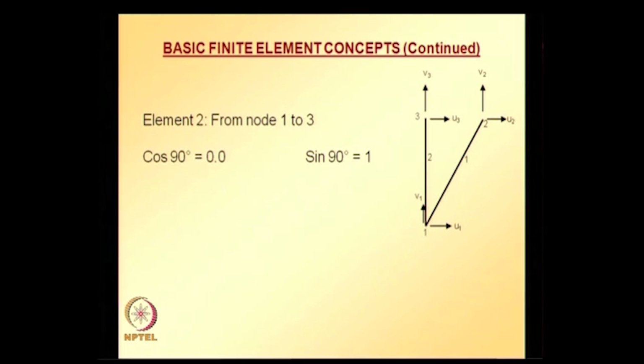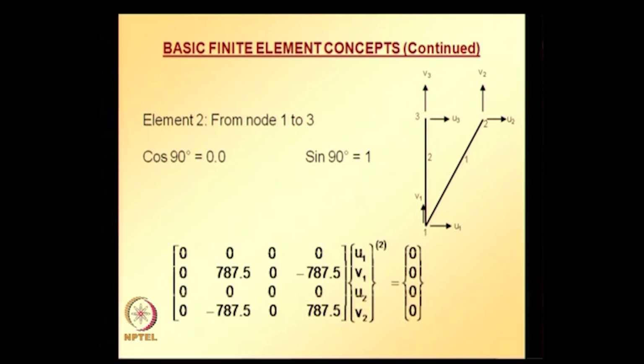and the angle between the local x axis and the global x axis turns out to be 90 degrees, so cos 90 is equal to 0, sin 90 is equal to 1, and substituting the direction cosine values into the element equations along with the length of the element, Young's modulus of the element, the length of this element being 400 millimeters, the element equation system for element 2 turns out to be this.